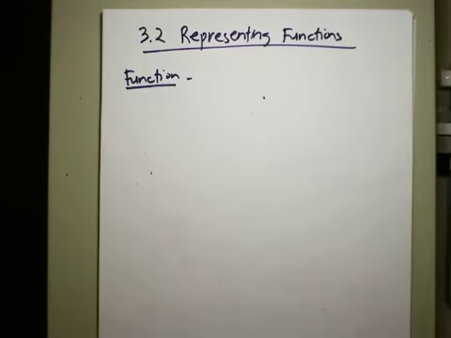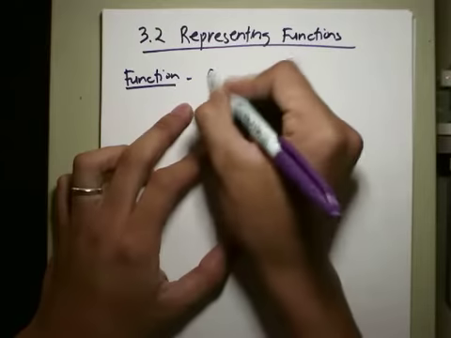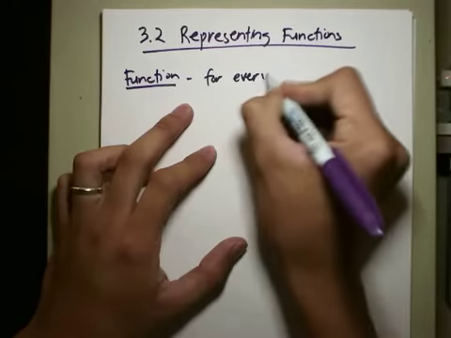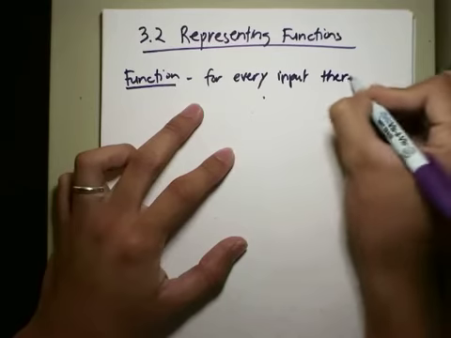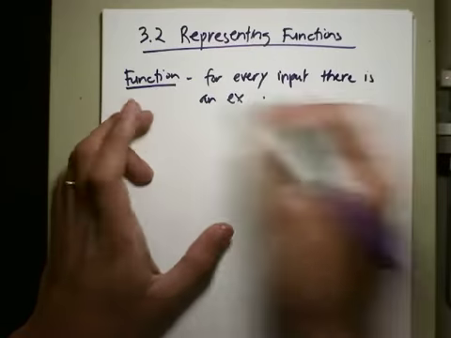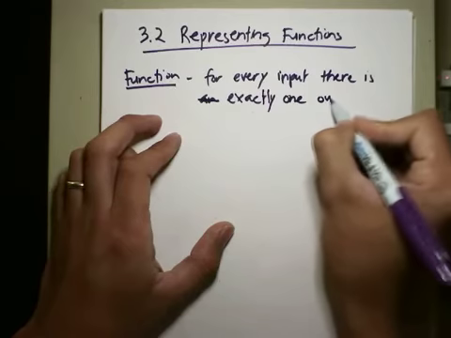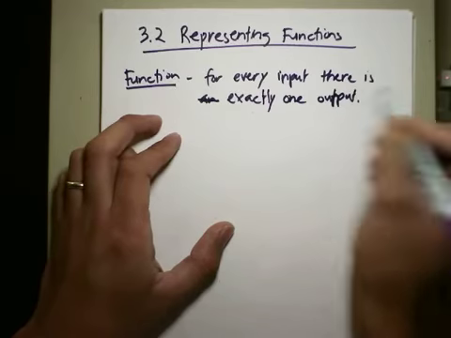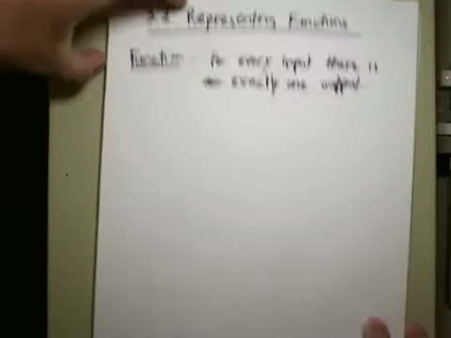Well, the book definition, you know how it is with the book. It's quite lengthy. It basically says that for every input there is an exact output for that. Okay, so let's just quickly write that down. Input, that means your x. There is, should I say, exactly one output.